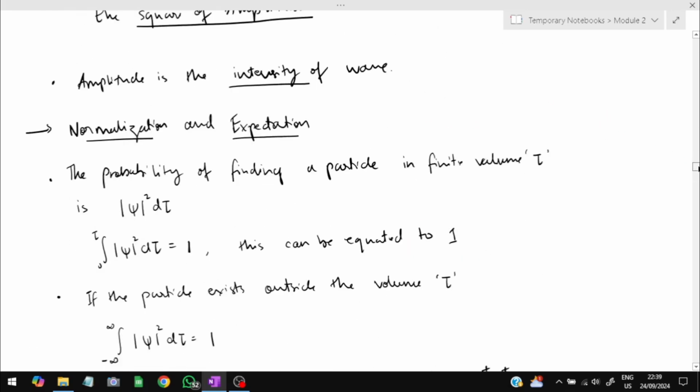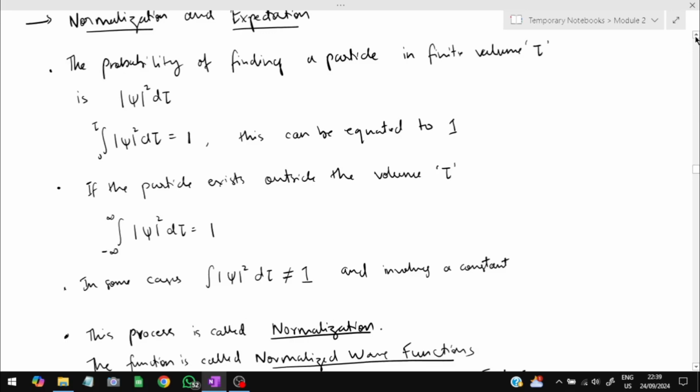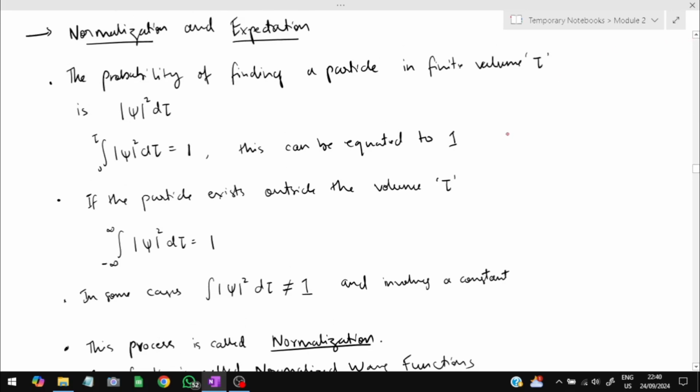Next we have normalization and expectation. Now since we have an equation where we are trying to find out if the electron exists or not, normalization and expectation set some value to it. For example, the probability of finding a particle in a finite volume tau is the integral of wave function square into d tau. This is the probability of finding the particle inside the space tau. Here the limits should be from 0 to tau, and the probability of finding that particle is equal to 1 because we are assuming that the particle is present inside that space.